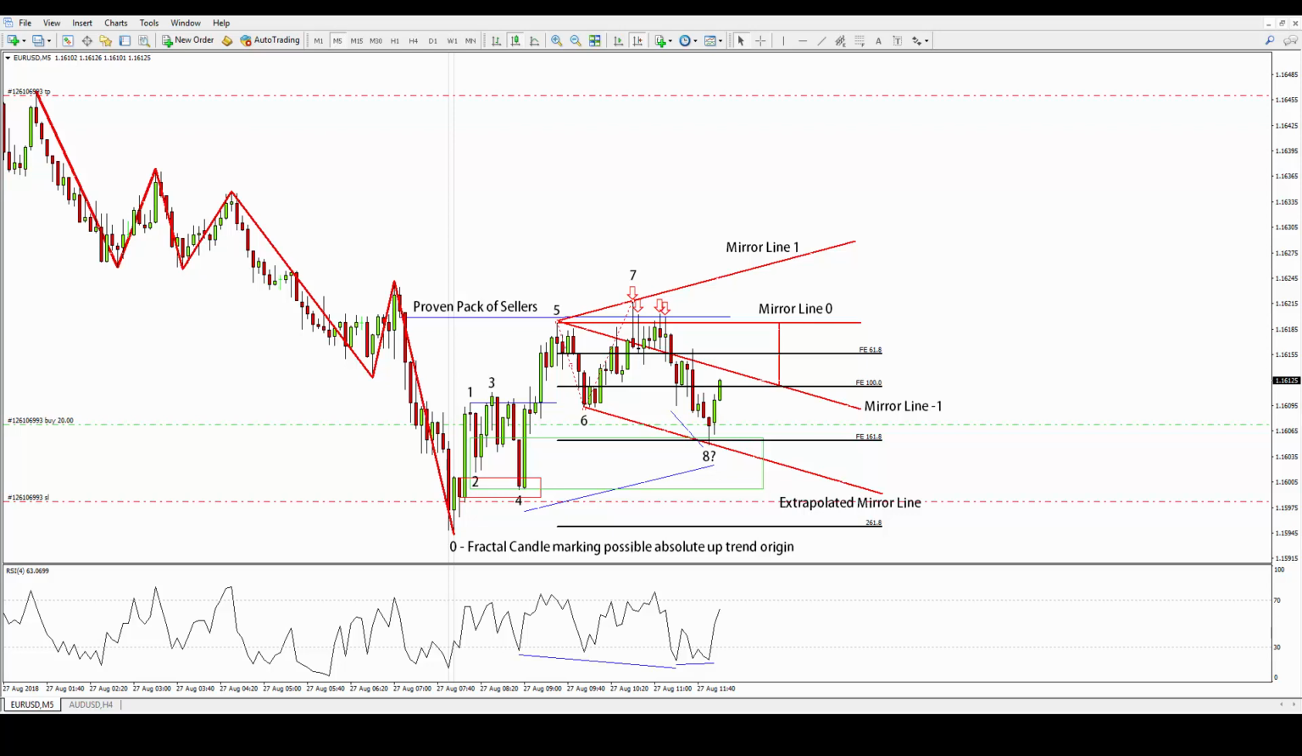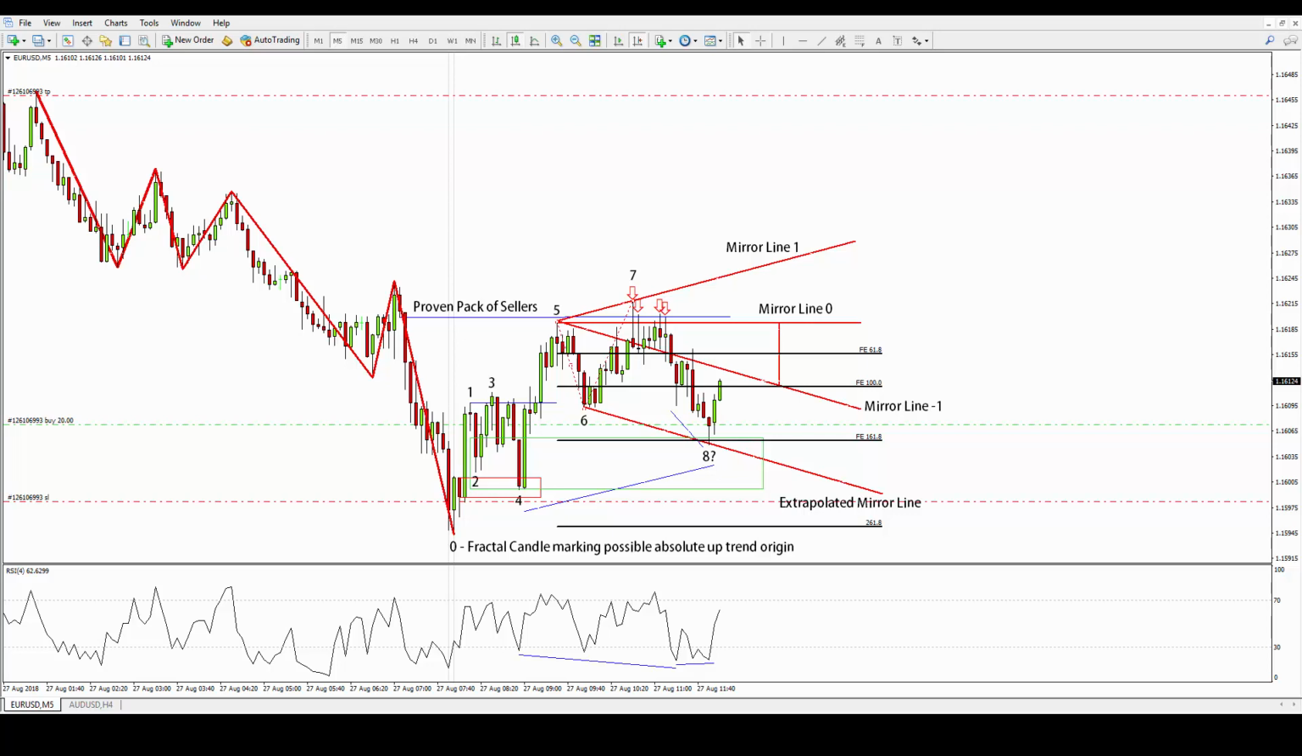The upward green line of the green box comes out of the turning point line that happened in candle 4, and the downward green line comes out of the point of ignition that comes out 1 candle after candle number 4. Here I want to introduce an idea that you might not have heard before, which is the idea of mirror lines and extrapolated mirror lines.